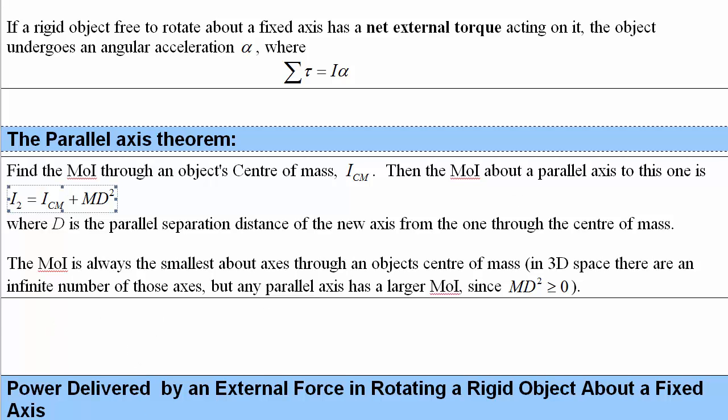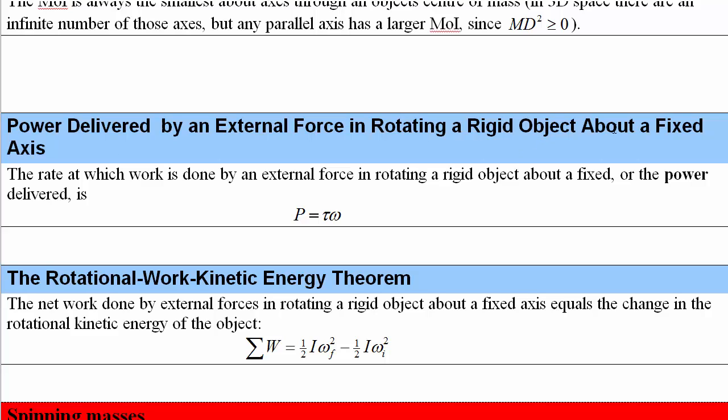If you're rotating an object about a fixed axis, then you're delivering power to it given by the torque times the angular velocity. Just like power was force times the velocity, power for rotating is torque times the angular velocity. And we've also got the rotational work kinetic energy theorem, that the work done on a particle is the change in its rotational kinetic energy. This is if all the work is going into rotating the object.